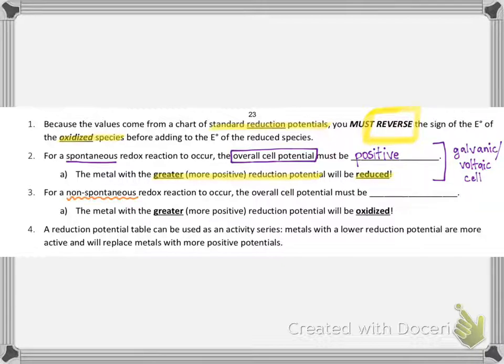If, however, you have a non-spontaneous redox reaction, your overall cell potential will be negative. This is, of course, what happens in an electrolytic cell. For that to happen, the metal that has the greater or more positive reduction potential, well, that means it's going to be oxidized. Gasp. And as we talked about previously, you can actually use a reduction potential table as an activity series. In a spontaneous reaction, the metals with a lower reduction potential are more active, and they're going to replace the metals with a more positive potential. But remember, that's only what happens in a spontaneous reaction.